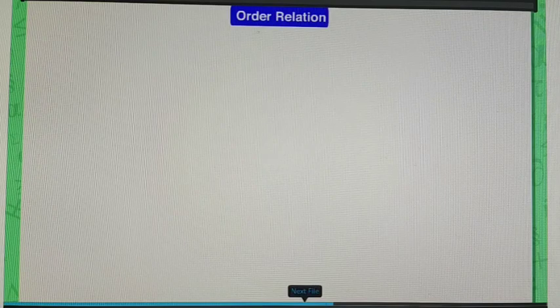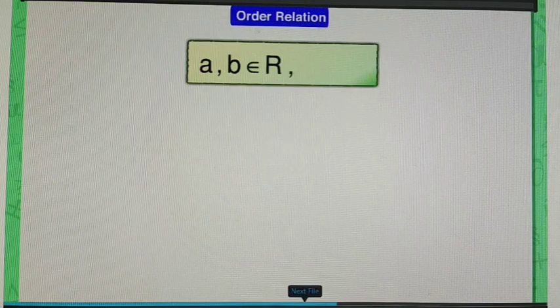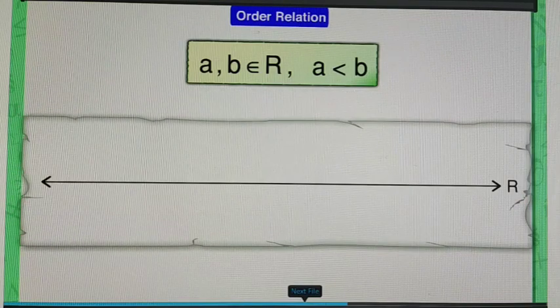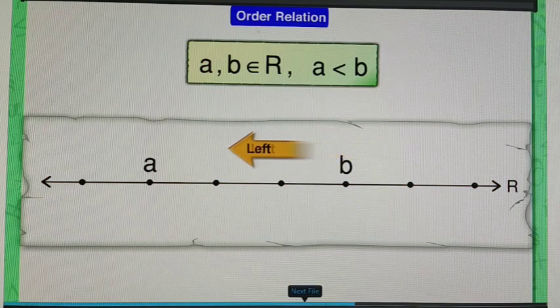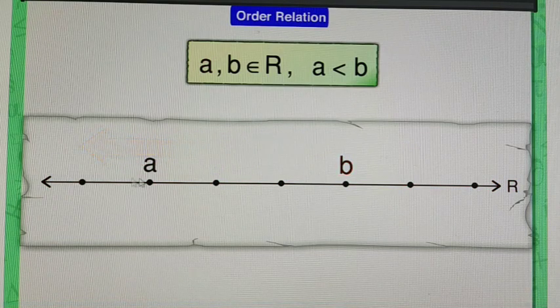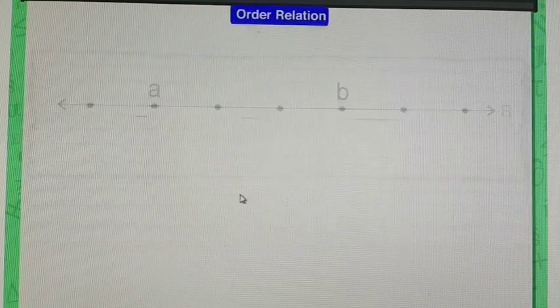Now let us learn about the order relation. A real number A is less than B if and only if the point representing A on the number line is to the left of the point B. A is less than B can be represented using a number line.